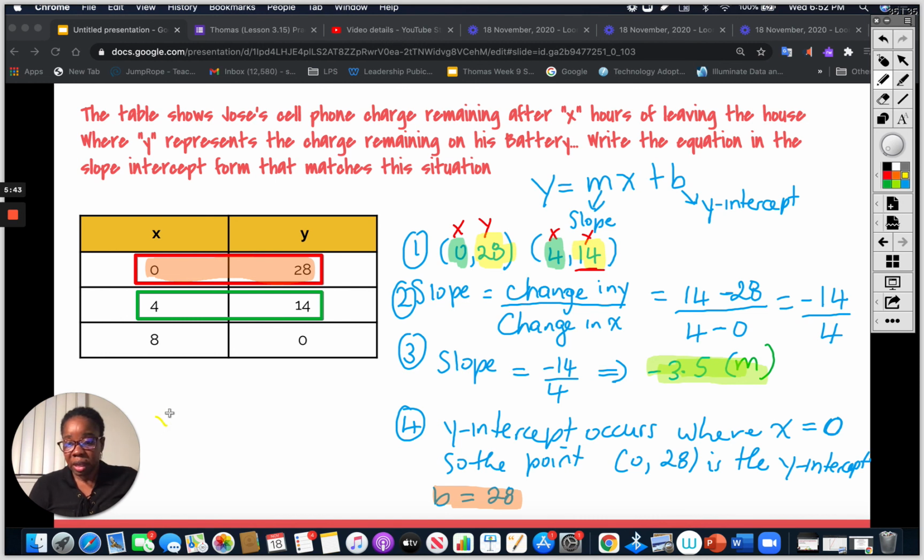So if we're thinking about the equation, y is equal to mx plus b. We're replacing what is now known. That's going to be negative 3.5x plus 28. And that would be our equation.